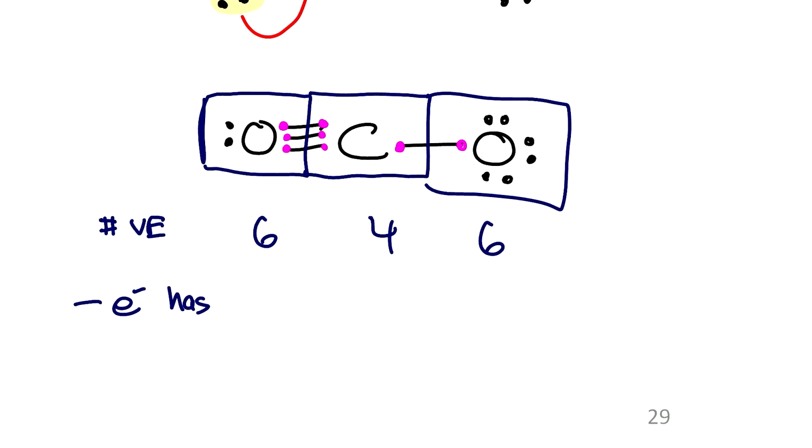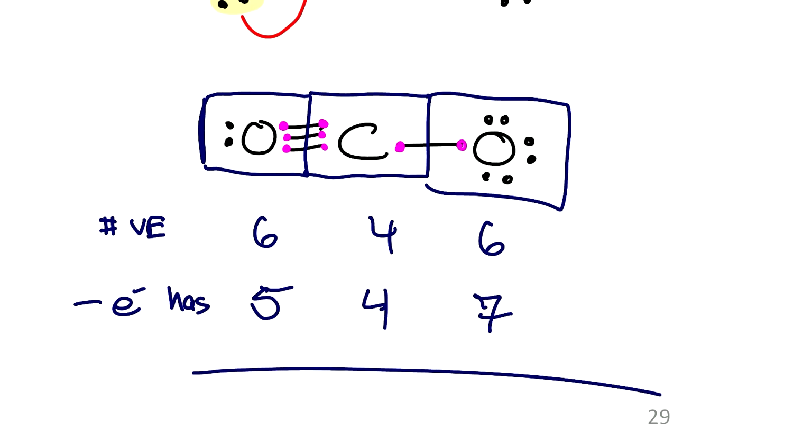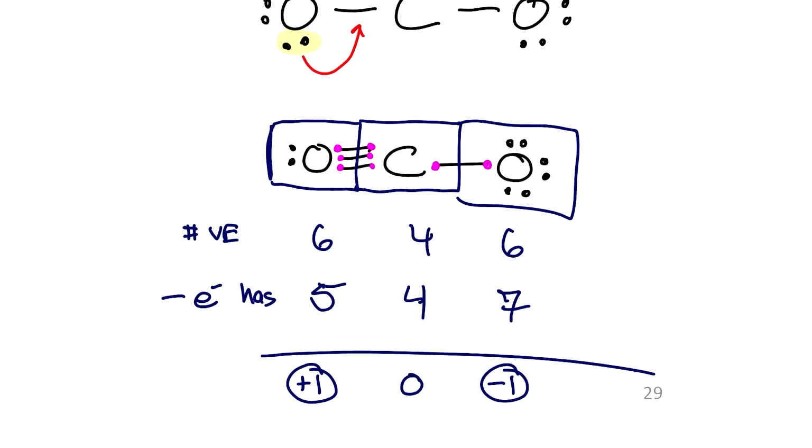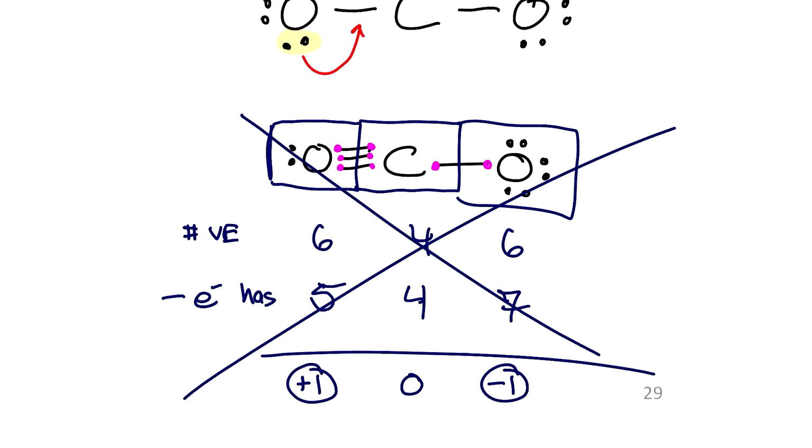So working left to right, that first oxygen has how many? 5, then 4, then 7. So when we do the subtraction, it is +1, 0, -1. Is that good? That is not good. So here we see, even though all of the atoms technically have satisfied octets, this is not the correct Lewis structure because we did not minimize formal charges.